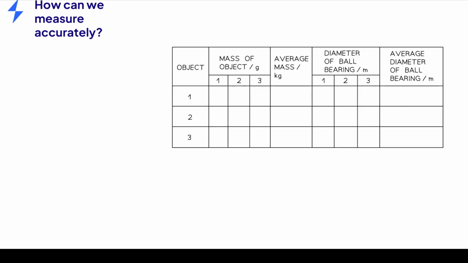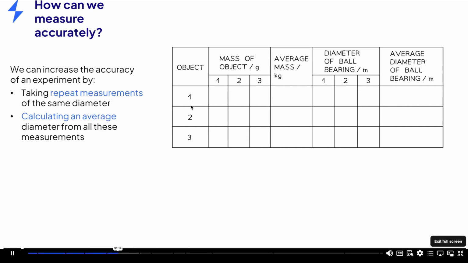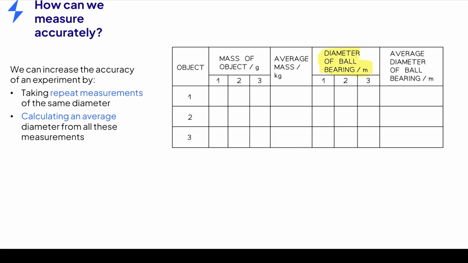Good scientific practice dictates that we can increase the accuracy of an experiment by taking multiple readings of all experimental measurements and finding the average of these to give the final value. For each object, the results table shows space for 3 measurements of diameter in the diameter column and space for the average shown by the average column. All experiments need a clear set of results.